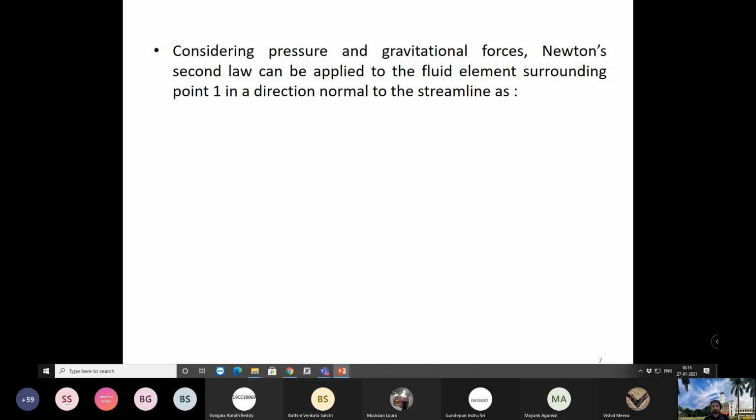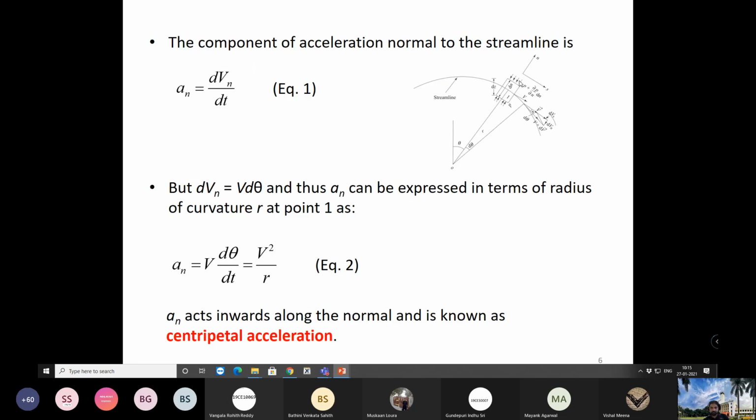If you consider the pressure and the gravitational forces, Newton's second law can be applied to the fluid element surrounding point 1 in the direction normal to the streamline. So we are going to apply Newton's law in the normal direction. You see there are two forces that you can see. One is the pressure P from this side in the normal direction. The other is P plus del P del N into dN from this direction. There is one more, because this element will also have its weight. So the component of the weight in the normal direction is also there.